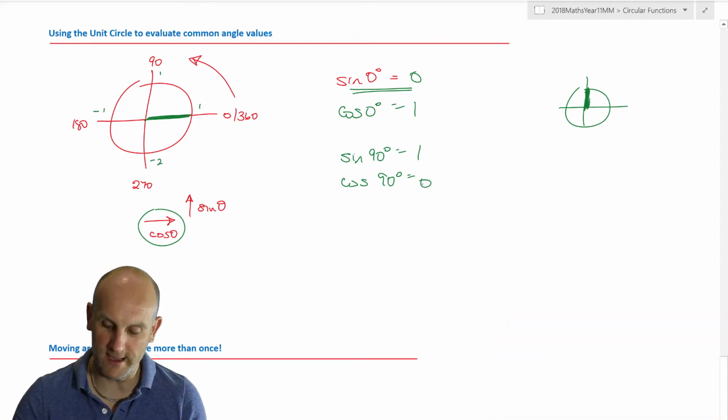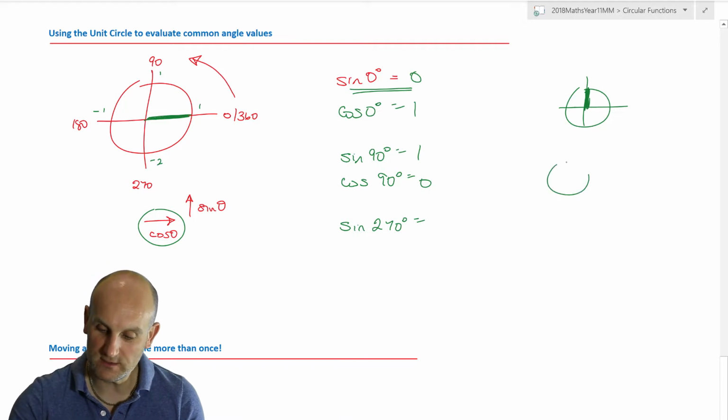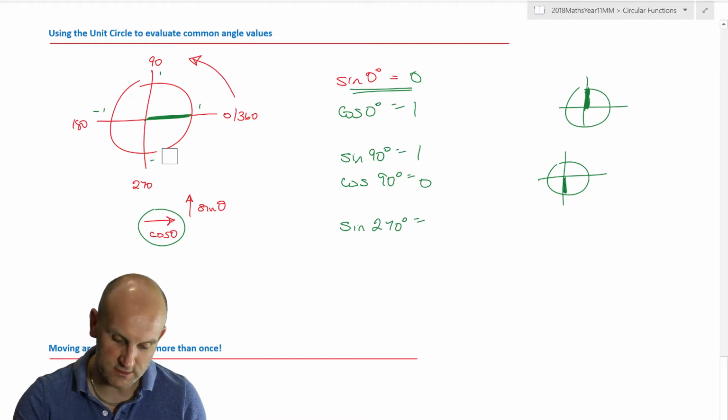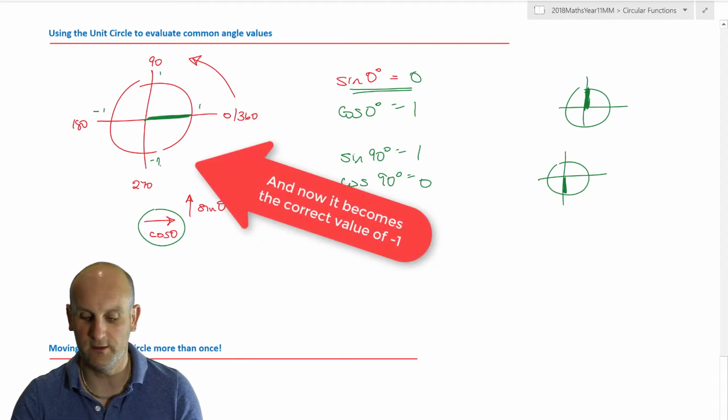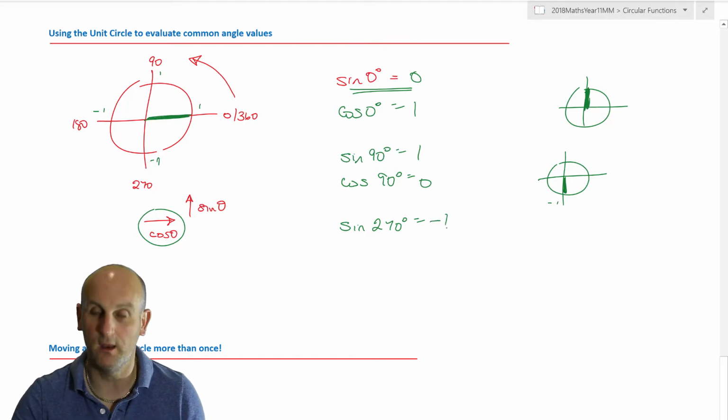One more. What about the sine of 270 degrees? Let's mix it up. Let's draw a line. So here is my unit circle. Here is 270 degrees. Sine is my vertical height. What is my vertical height? Why did I write -2 here? That is -1. Try that one again. When I've drawn 270, my vertical height is -1. So the sine of 270 is -1.